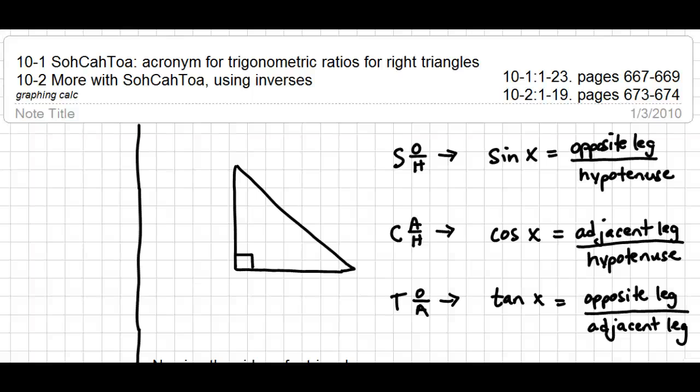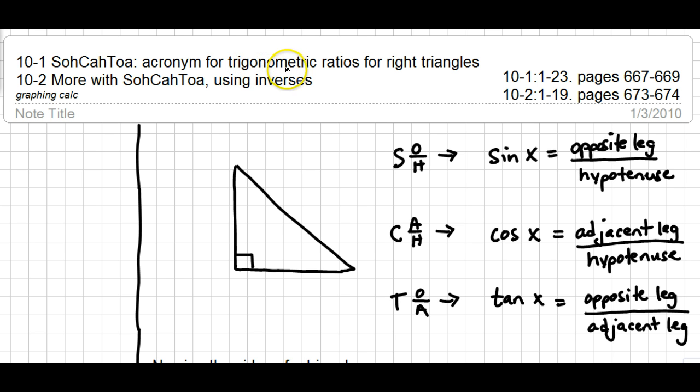This lesson is for Advanced Algebra, Lesson 10.1 and 10.2. We're going to learn something today called SohCahToa. It is an acronym that we use for trigonometric ratios. And trigonometric ratios are when we use sine, cosine, and tangent.